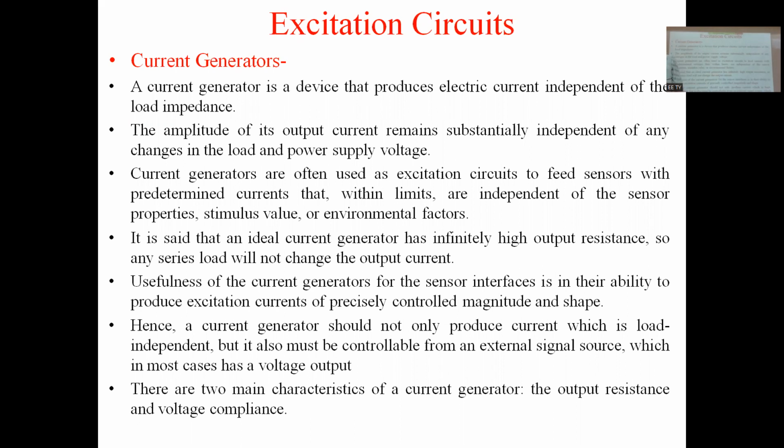लोडच्या impedance वरती काय असेल? Independent असेल. That means it will generate a constant value of current. The load change होत असेल किंवा load increase or decrease होत असेल, there is no effect on the current generated, so the current may be constant. So it is one type of device that produces electric current which is independent of the load impedance. The amplitude of its output current remains substantially independent of any change in the load and the power supply voltage. So that current source device is one whose amplitude is substantially independent.